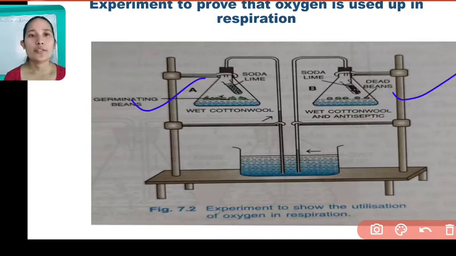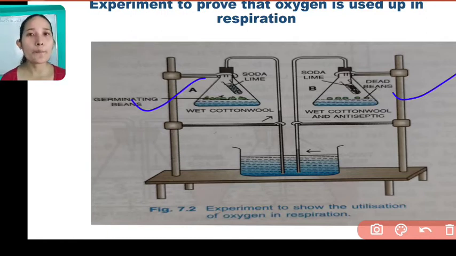Now the second thing is, setup A has a germinating seed, whereas setup B has dead beans. Why does setup A have a germinating seed? Because setup A is the experimental setup and only a germinating seed would be carrying out respiration. You want to study whether the respiration process is using oxygen or not. So for that you need a germinating seed, because a germinating seed would be carrying out the respiration process. So you have germinating seed beans in setup A.